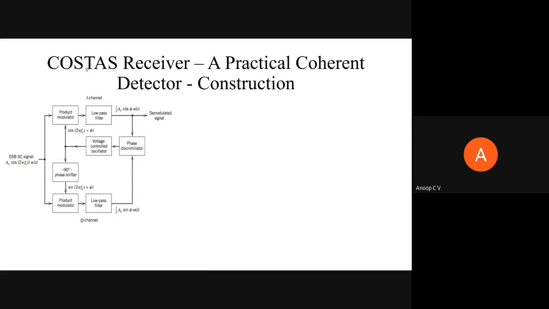And whenever this phi is equal to pi by 2 or odd multiples of pi by 2, the phase difference is pi by 2 or odd multiples of pi by 2, what happens is that in the term half A_c cos phi, the cos phi will become 0, so we will not get any demodulated signal. So that was the issue.